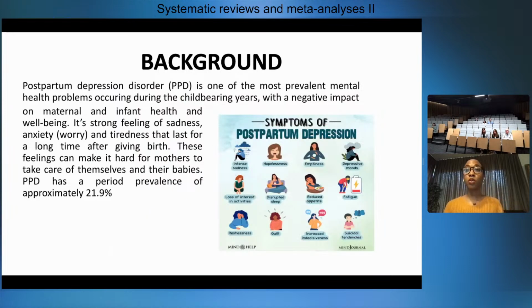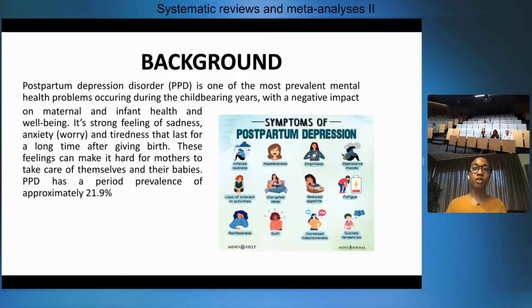Based on our research and work done by myself and my colleague, we saw a number of explanations on what postpartum depression disorder was. And we chose this explanation because it encompassed everything that we believe to be postpartum depression disorder. It is one of the most prevalent mental health problems that would occur in women during childbearing years, and it has a very negative impact on both the mother and her child. It encompasses a strong feeling of sadness, anxiety, and tiredness that would last for a long period of time after the child is born.